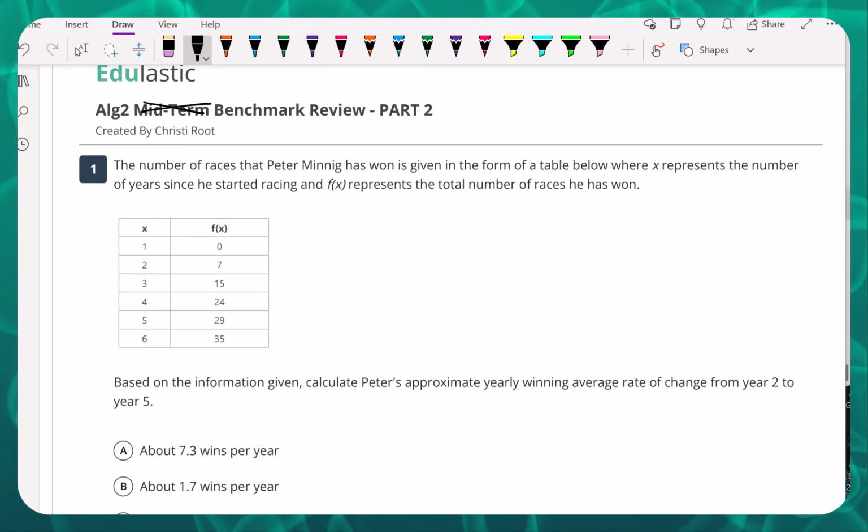Part 2, we are allowed to use calculators in Desmos on this section, so let's get to it.